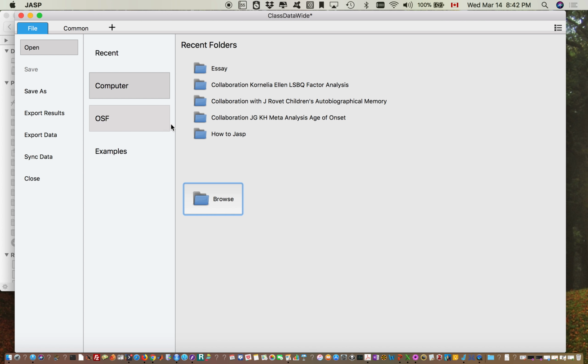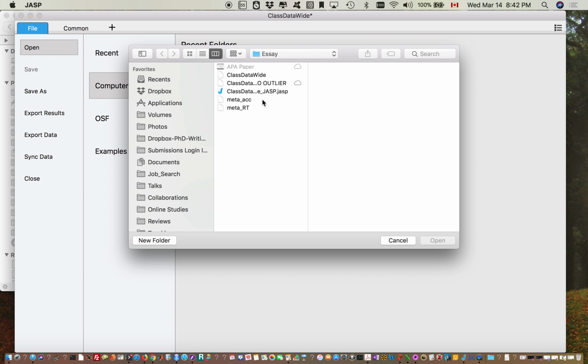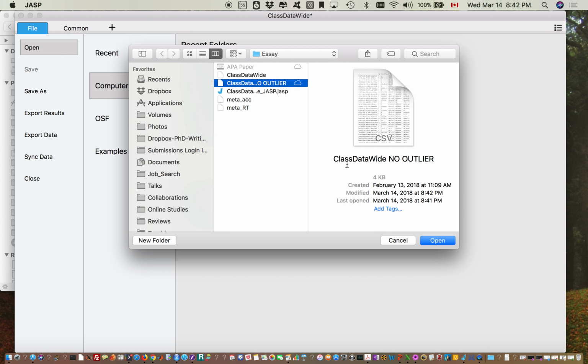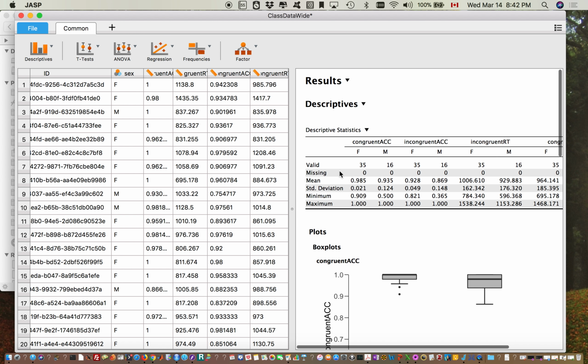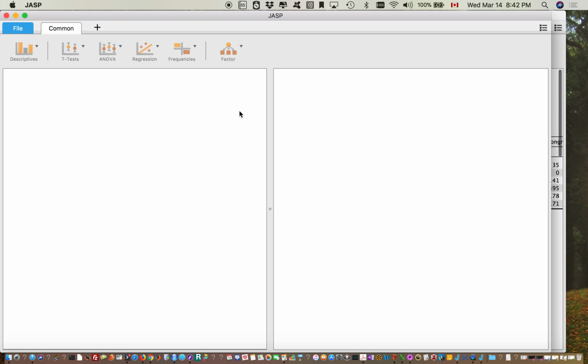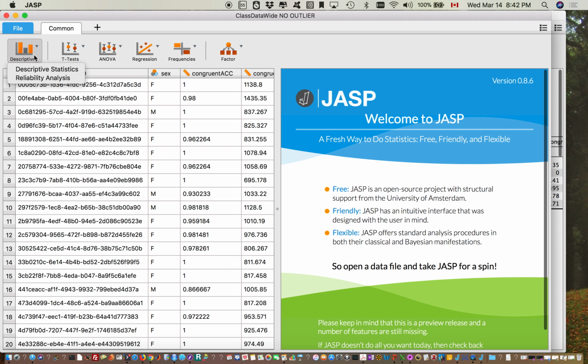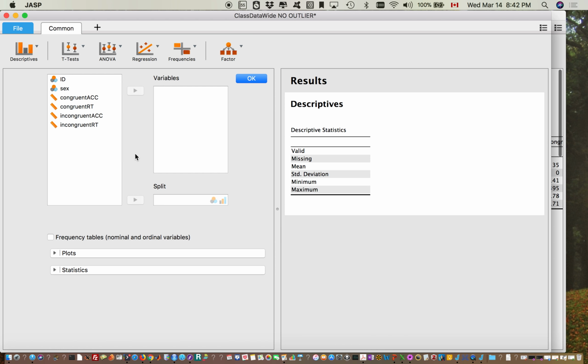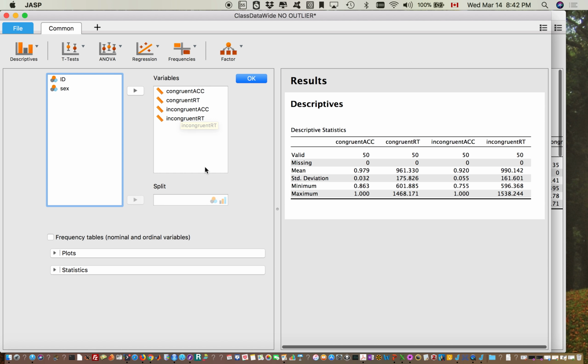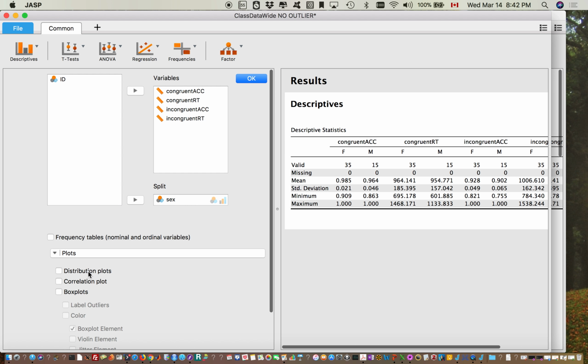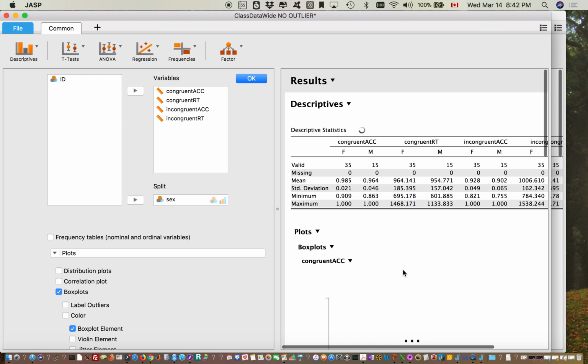So now let's open our data again. I'm going to browse. And now I have class data no outlier. I'm going to open that. And here we go, it's loading. I'm going to rerun the descriptive statistics exactly the same way as I've done them before, and I'm going to split it by gender and create box plots.